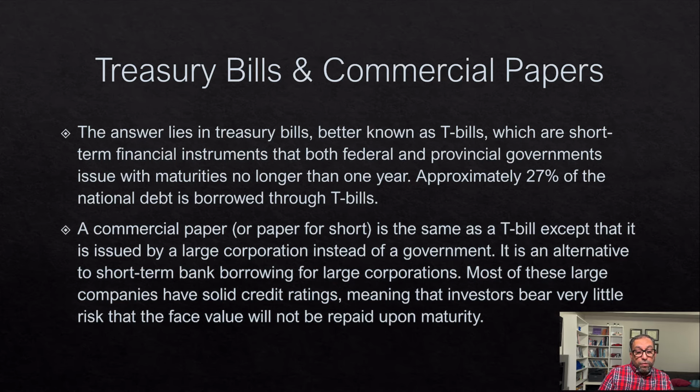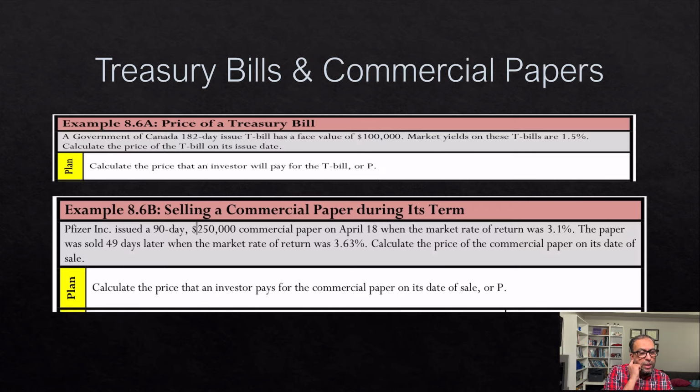The commercial paper, or paper for short, is the same as the T-bills, except that it is issued by large corporations instead of a government, and it is an alternative to short-term bank borrowing for large corporations. Most of these large companies have a solid credit rating from the rating agencies, and they show that they have performed so well in the past, so if you lend to them, they will give you a high return. So the investor bears very little risk that the face value will not be repaid upon maturity. These are the two examples we are going to go over to understand Treasury bills.